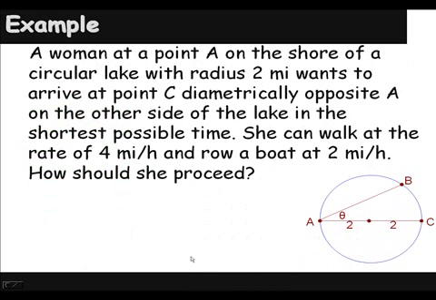Just another example. A woman at point A on the shore of a circular lake. How many circular lakes have you seen? With a radius of 2 miles, wants to arrive at point C. So she's at A, she wants to be at point C.